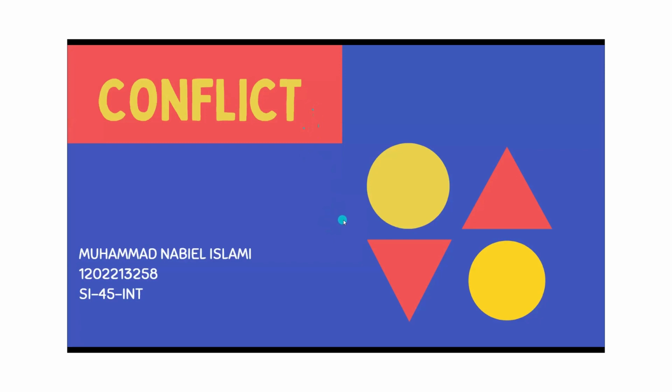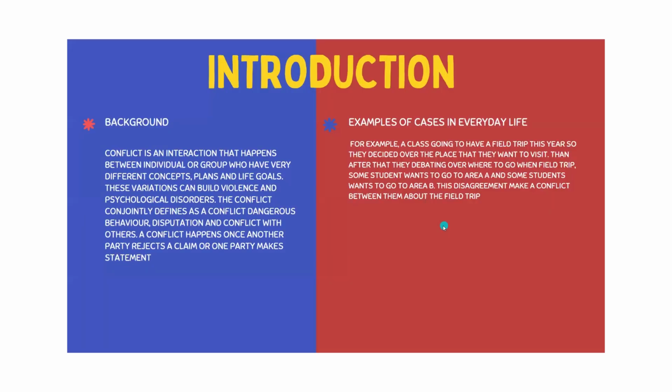And today I'm going to talk about conflict. So first is the introduction, the background, why I'm doing this paper. So first is about conflict. It's an interaction that happens with individuals or groups who have very different concepts, plans, and life goals. This variation can build violence and psychological disorders.